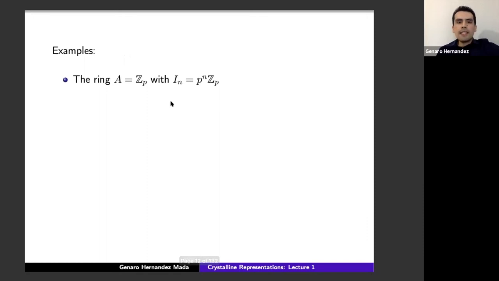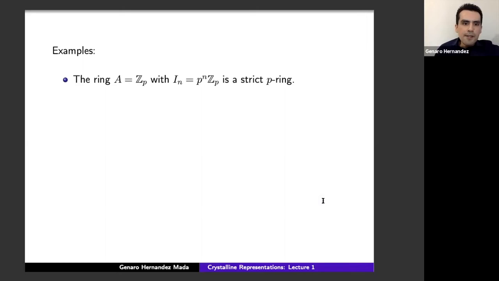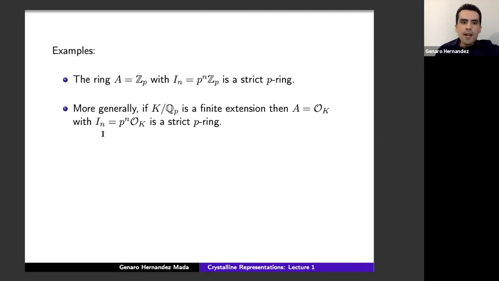Okay, so maybe we should see some examples of this. The easiest example is the ring of p-adic integers, with the nth ideal being the ideal generated by the nth power of p. That is a strict p-ring. As I said, normally the strict ones have this property that the nth ideal is generated by the nth power of p, and I think it's obvious that it satisfies these conditions. And it's very well known that it is separated and complete for that topology, the p-adic topology. So that's the easiest example, the ring of p-adic integers. More generally, we could take a p-adic field, a finite extension of Q_p, and take its ring of integers, and the same: the nth ideal is generated by the nth power of p. That is a strict p-ring.